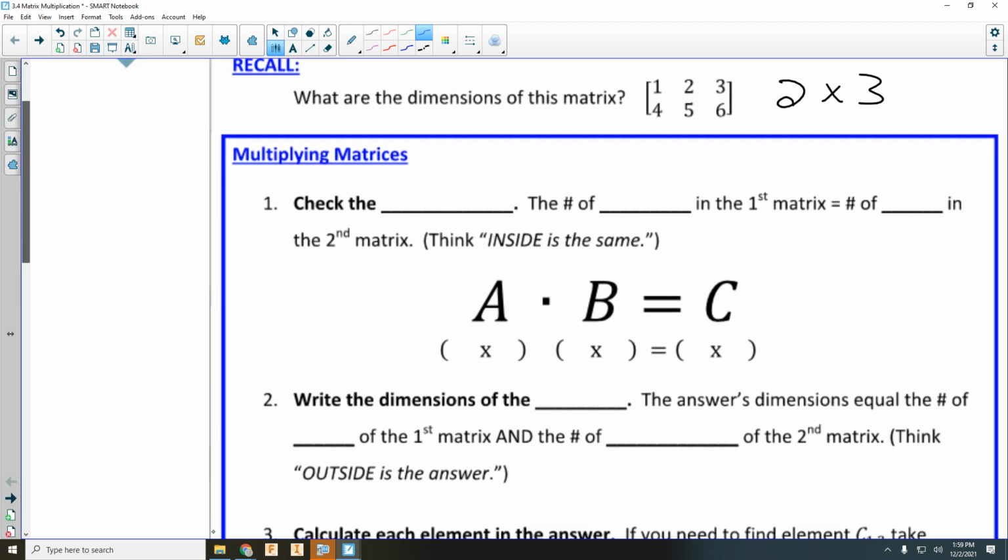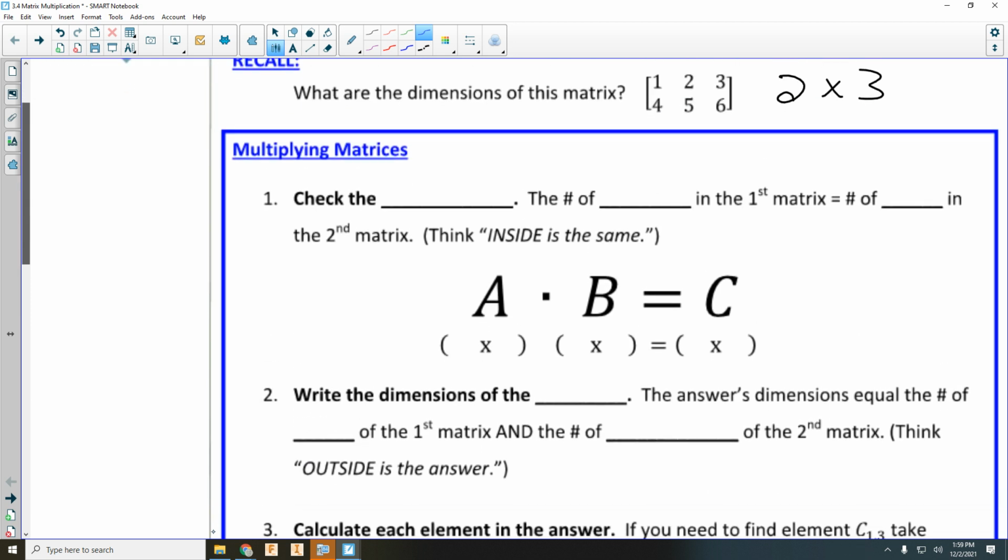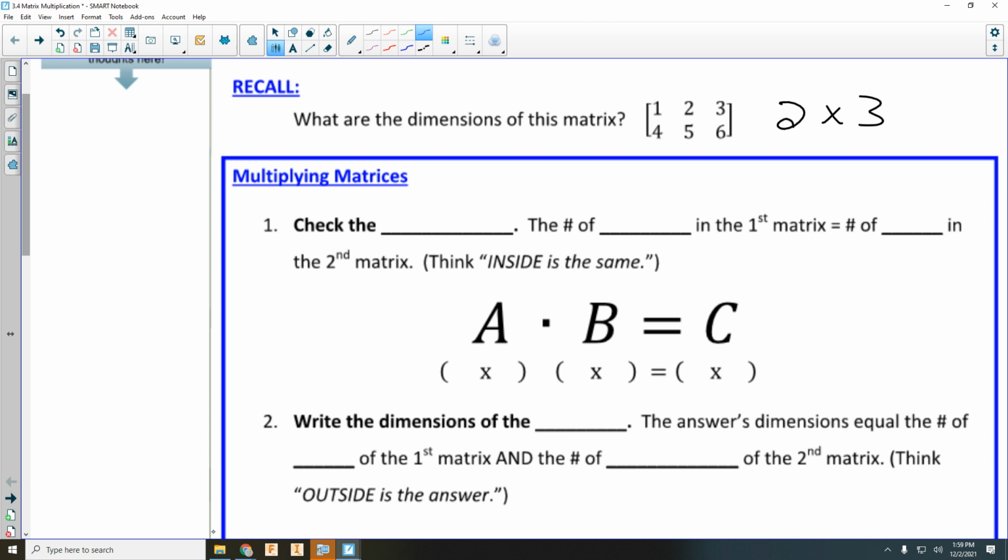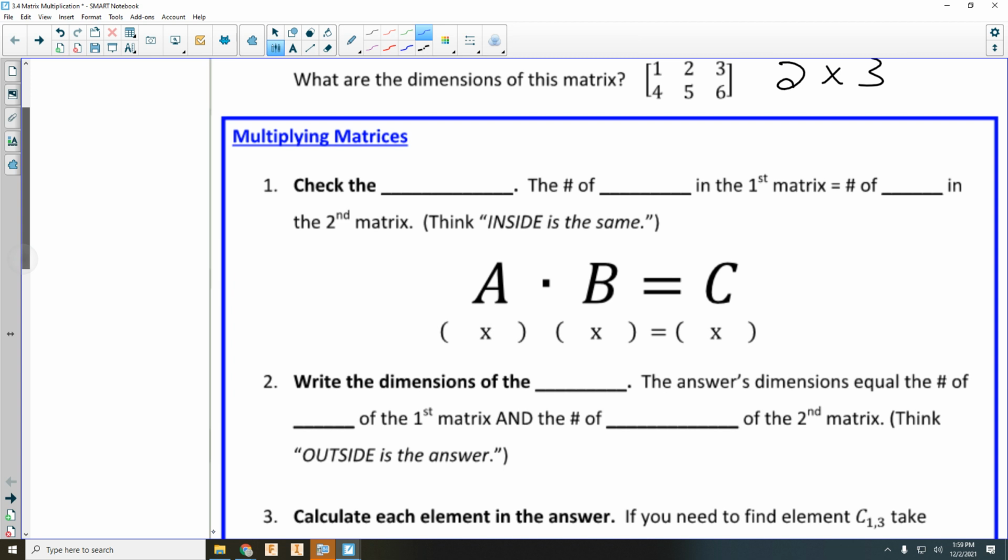Okay. So in order to add matrices, they had to be exactly the same dimensions. Well, not so with multiplying. What we do have to do is check the dimensions, and the insides have to be the same. So let's talk about an example.